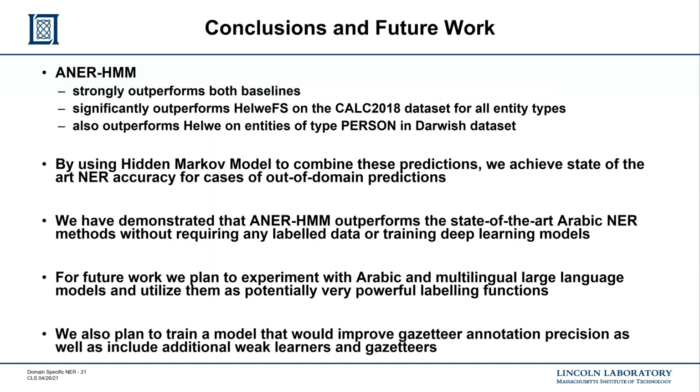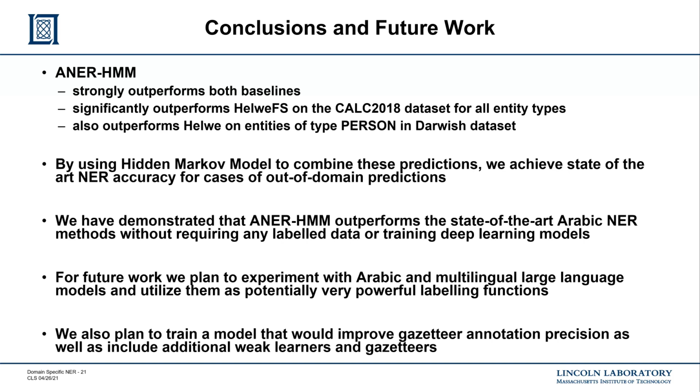For conclusion and future work, I want to point out that our approach strongly outperforms both baselines. Snorkel is quite commonly used for named entity recognition, and it did not perform well for our task, so we significantly outperformed a popular approach. We also significantly outperform Helwe on the Calc 2018 dataset for all entity types, and we also outperform Helwe on the person type on the Darwish dataset. So using these hidden Markov models, we achieve state-of-the-art accuracy for named entity recognition in Arabic for out-of-domain predictions.